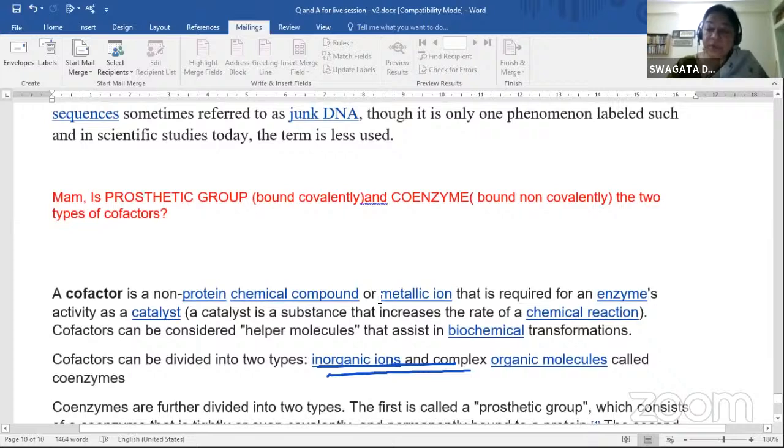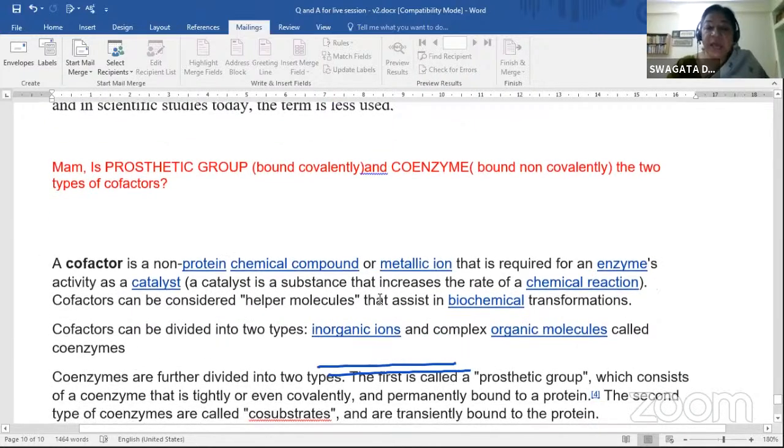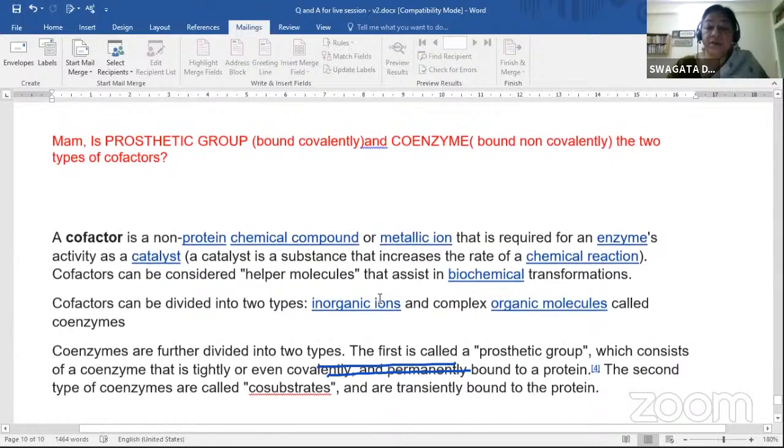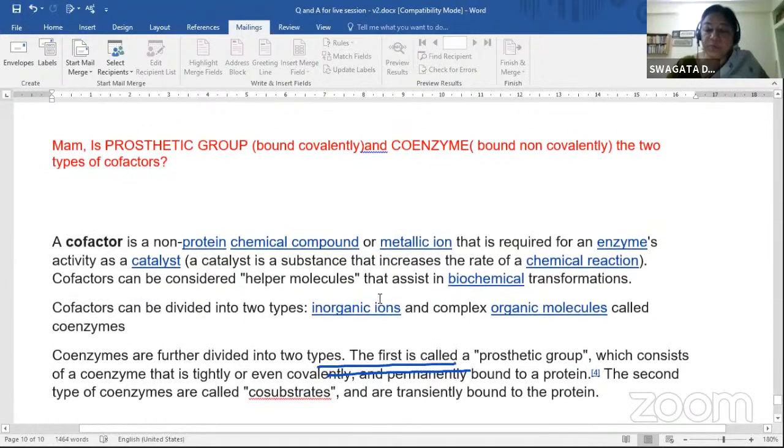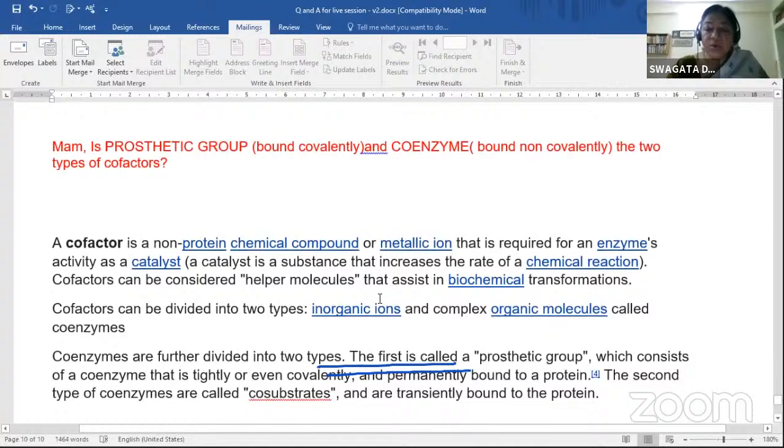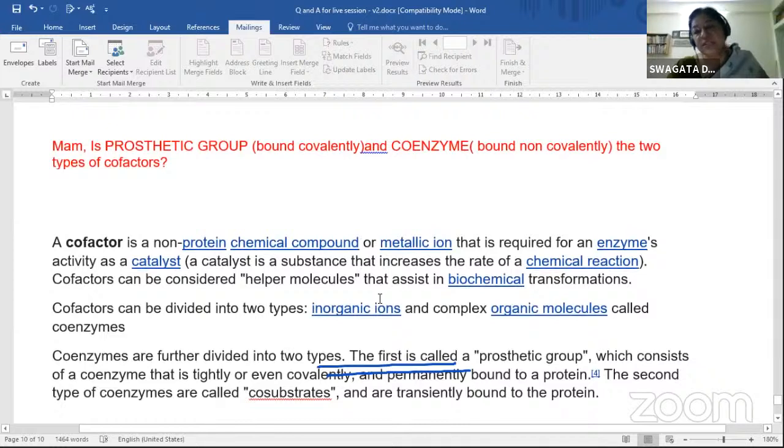They can be organic molecules that are called coenzymes. And coenzymes are divided again into further two types. What are these? These are the prosthetic group, which consists of a coenzyme that is tightly or even sometimes covalently bound, and it is permanently bound to the protein. And some are called co-substrates that are transiently bound.